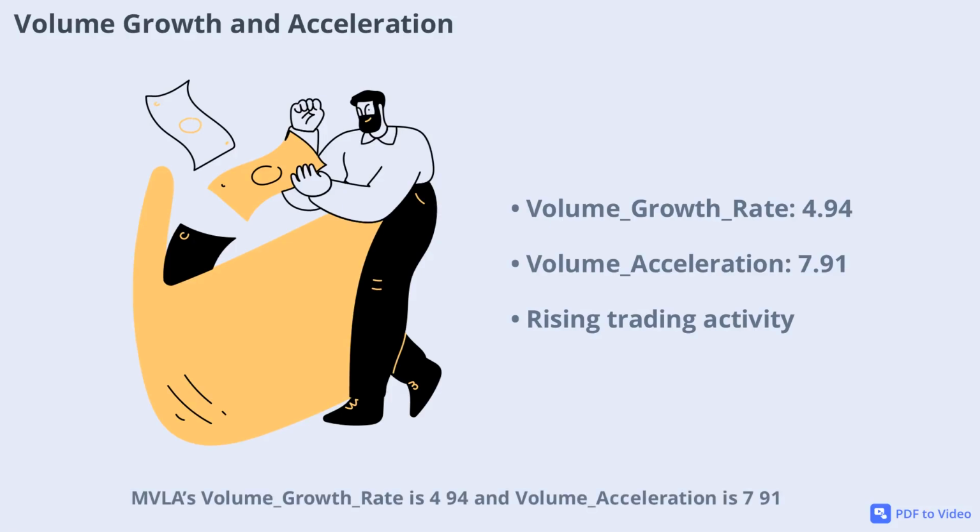MVLA's volume growth rate is 4.94, and volume acceleration is 7.91, indicating that trading activity has picked up sharply in recent sessions. High volume growth can signal increased interest from traders and investors, often preceding larger price moves. However, it can also lead to increased volatility and unpredictable price swings.